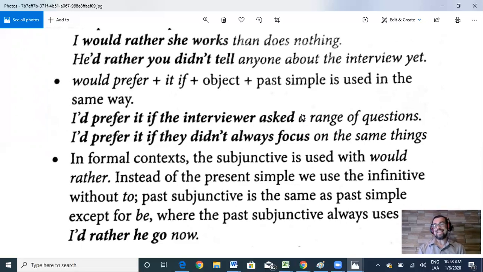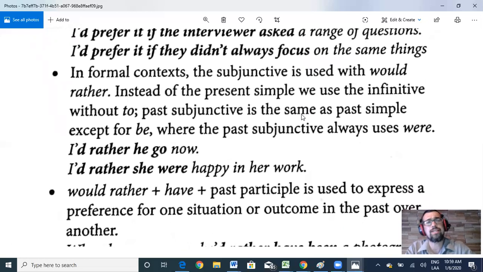If you see this sentence, you may say, well, that sentence is wrong. Well, it's not wrong, because you can use will prefer it if object, and in this case, past simple. Doesn't sound right, in a certain way, but it's a way to use these wishes and regrets.